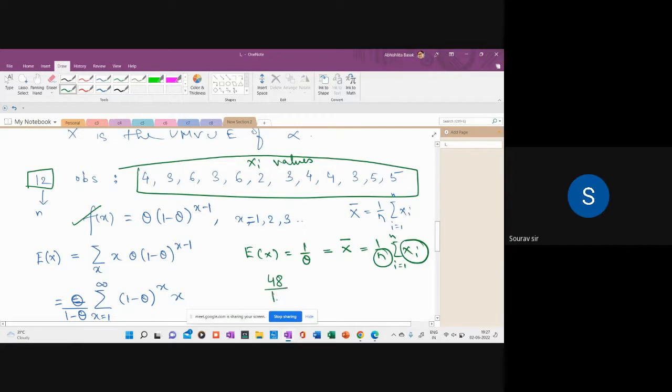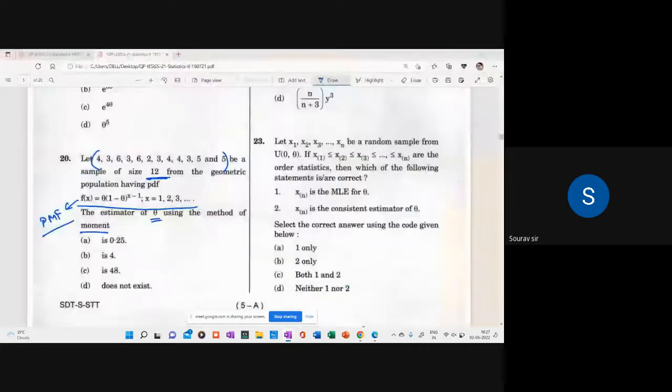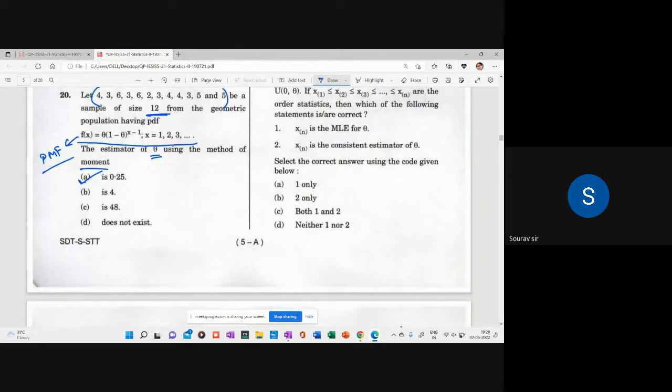Okay, 48 by 12 is equal to 1 by theta. So that implies theta hat, the estimate, will be 12 by 48, which would be approximately 0.25. And let's check whether it's, yes, it is 0.25. Is it clear? Yes, ma'am.